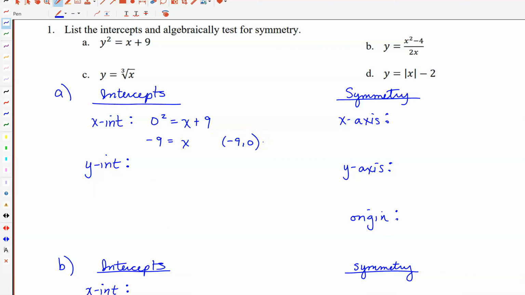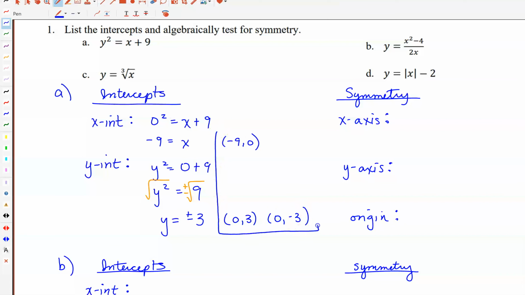To find the y-intercepts, you're going to let x be 0. So you're going to have y squared is equal to 0 plus 9, or y squared is equal to 9. Solving this for y, we're going to take the square root of both sides. Don't forget about your plus or minus when you introduce the square root. So you're going to get y is equal to plus or minus 3, which gives us the ordered pairs 0, 3, and 0, negative 3. So all of these together give me my intercepts.